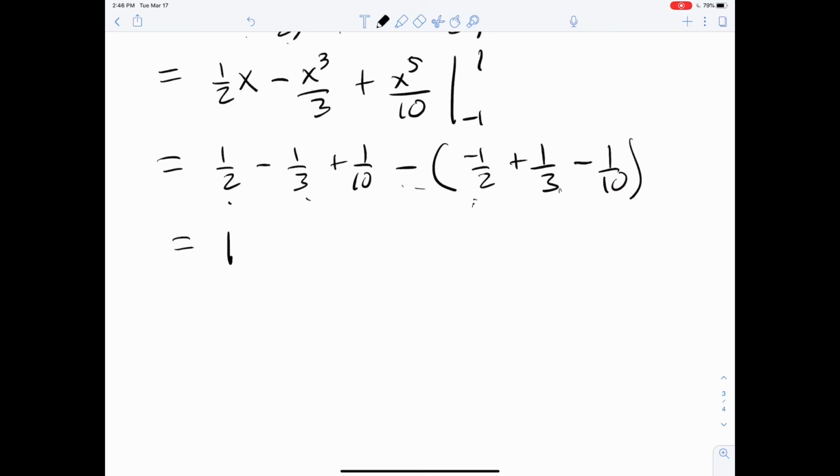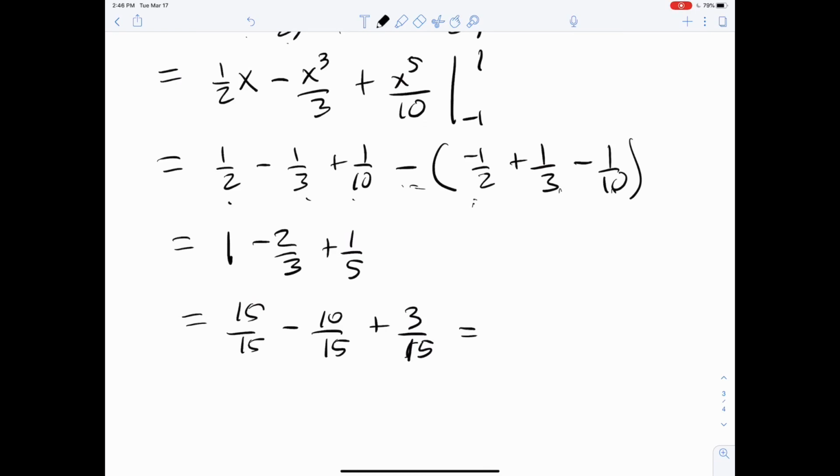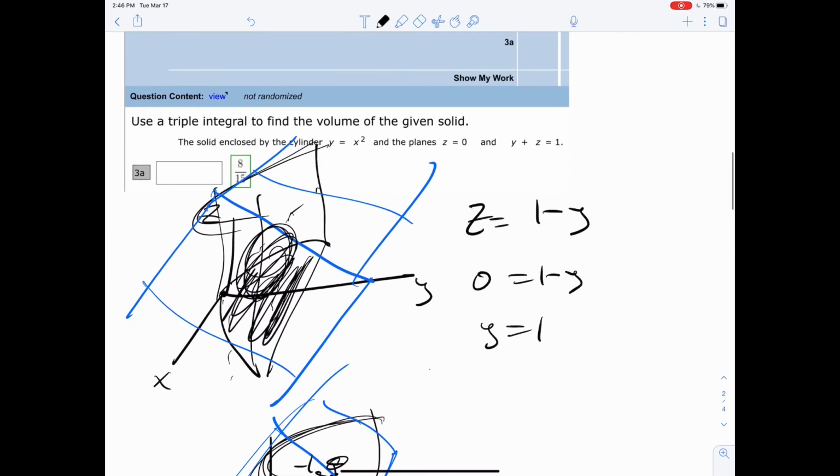A third minus a third makes 2/3. A 10th plus a 10th makes a 5th. And that must give us, let's put it into 15ths. 15 15ths minus 10 15ths plus 3 15ths equals, what, 8 15ths? Booyah, we got it right there.